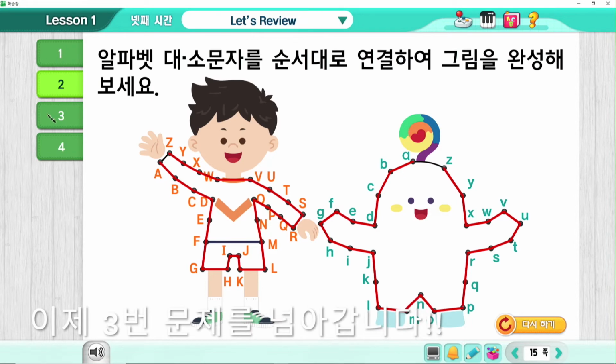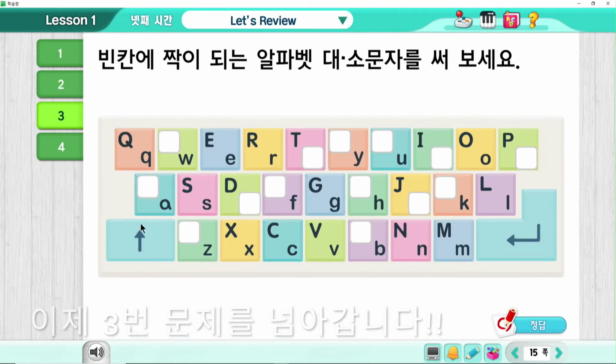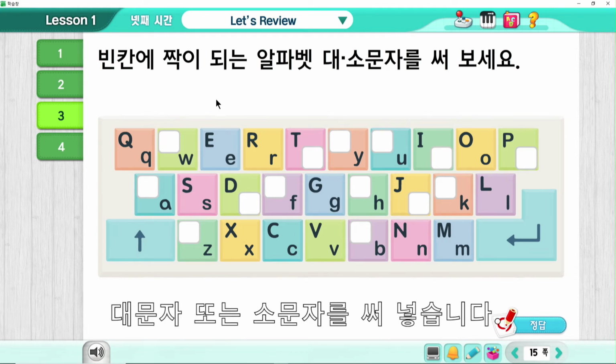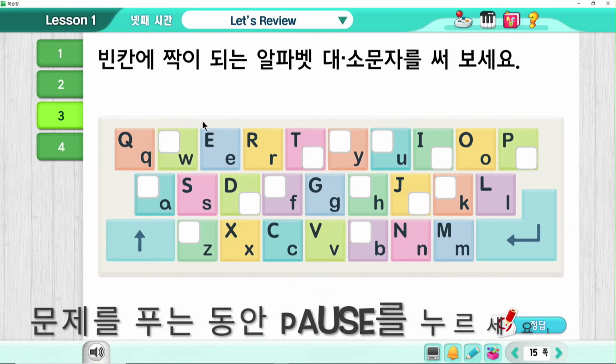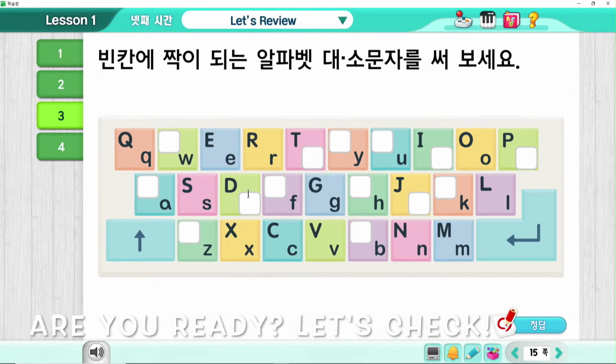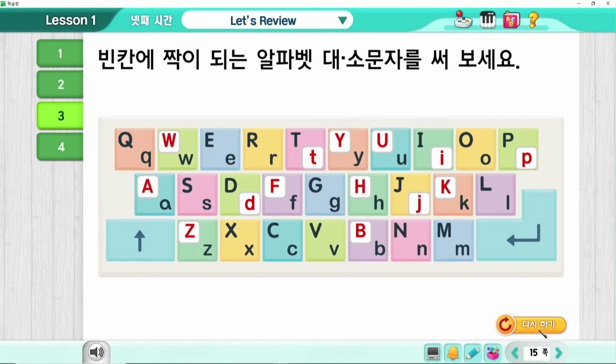Now, we have number three. In this keyboard, you need to fill in the boxes with capitals or lower cases. Press the pause button while you're working. Are you ready? Let's check. Good job.